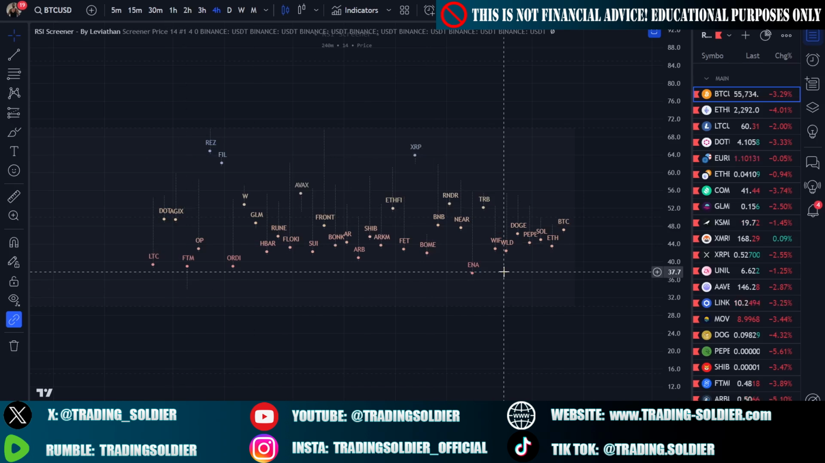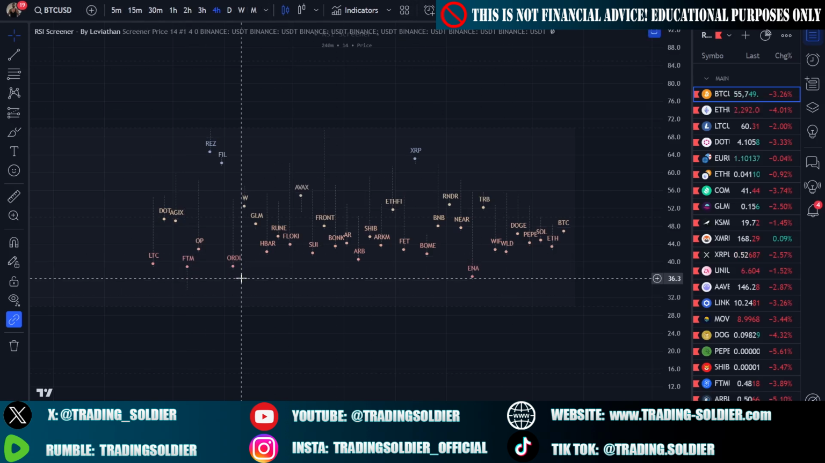So if you are an RSI trader, this indicator can help you identify coins that in the time frame you use are overbought or oversold. In this way, you can then analyze the chart, the price action of the chart, and then realize if you can enter long positions or short positions.